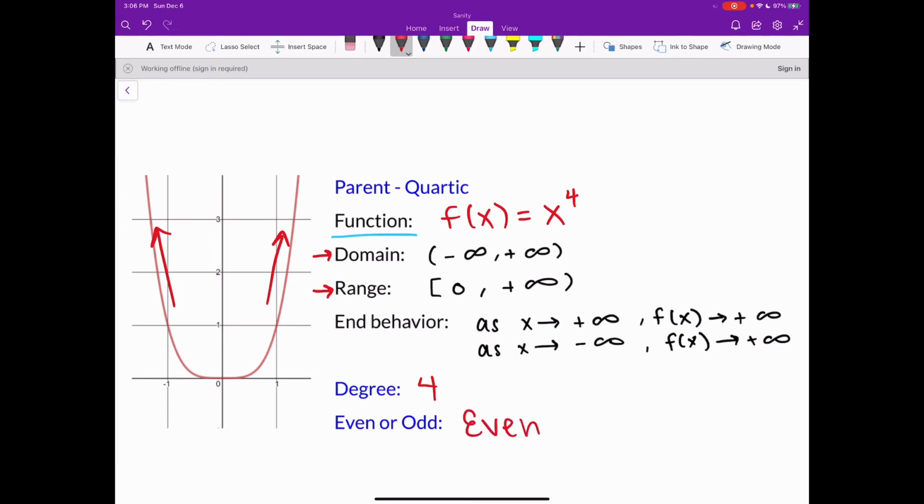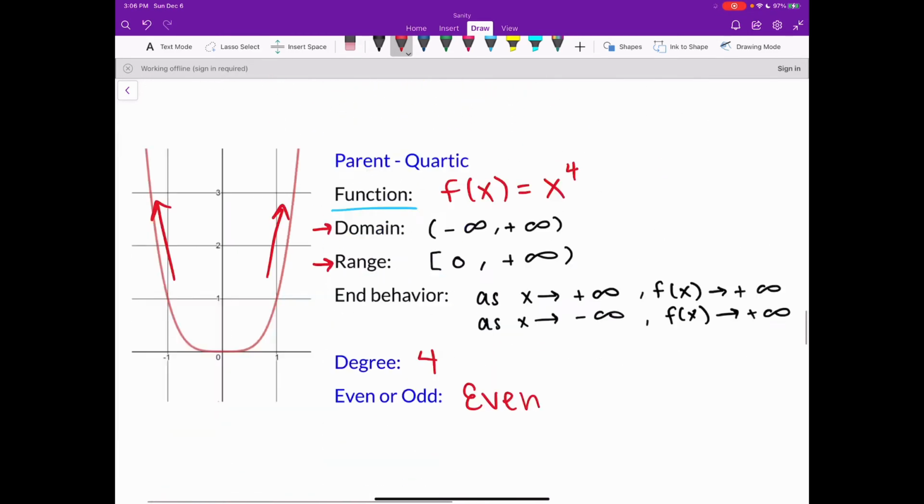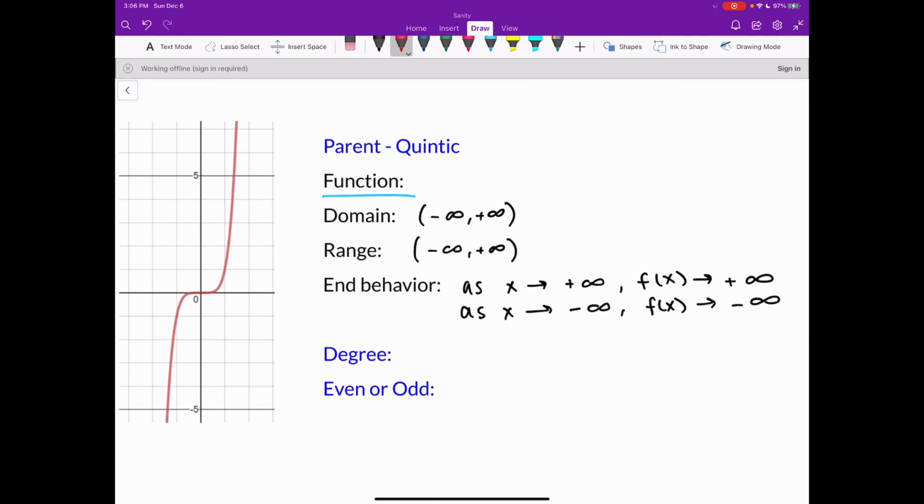So we're seeing that it's flip-flopping back and forth between even or odd. We see that the end behavior is also flip-flopping back and forth between even or odd. One more, the parent function is now called the quintic if we are discussing functions that are f of x equals x to the fifth power. Domain and range, all real numbers from negative infinity to positive infinity. Here we see that the end behavior is different, right? On one side, we're going up. On the other side, we are going down. The degree of this thing is 5, and it is definitely an odd function.